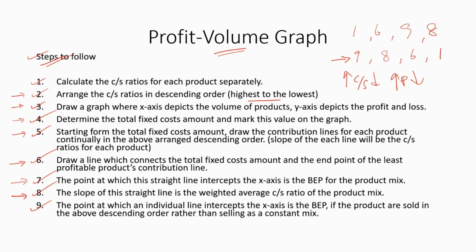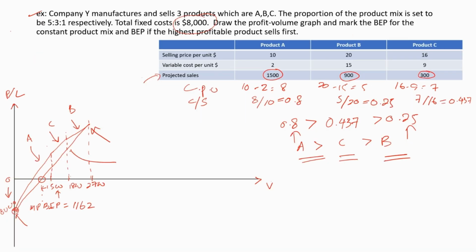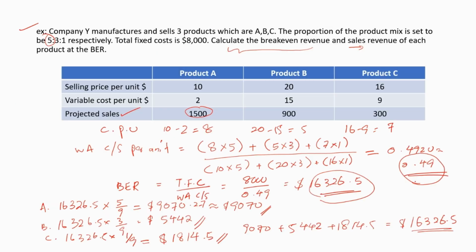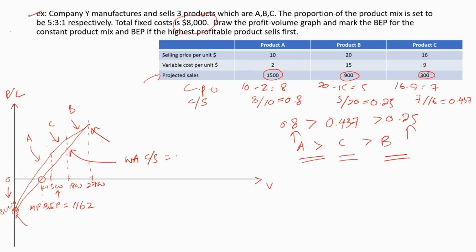Eighth step. The slope of this straight line is the weighted average CS ratio of the product mix, which means the slope of this straight line is the weighted average CS ratio. What is the weighted average CS ratio? It is 0.49. So this is equal to 0.49.